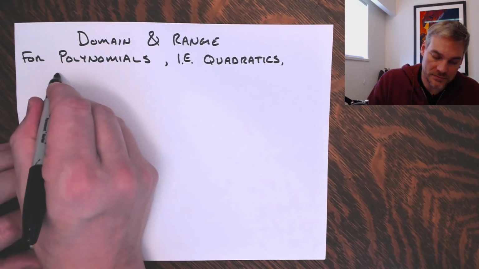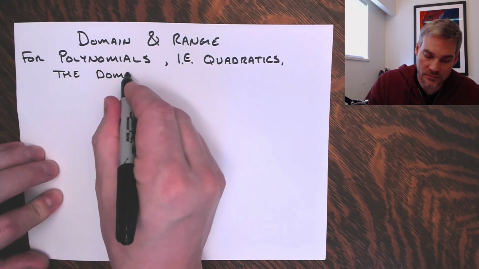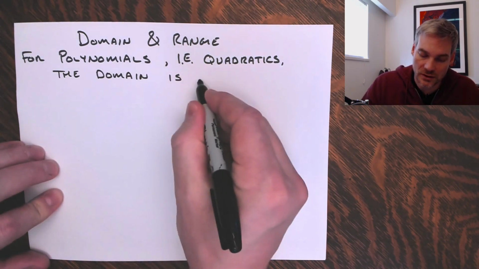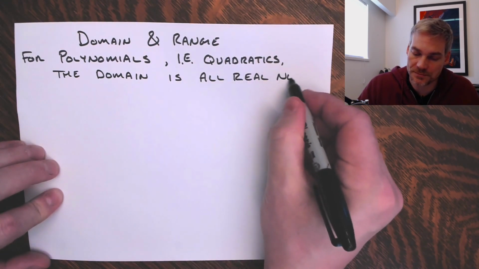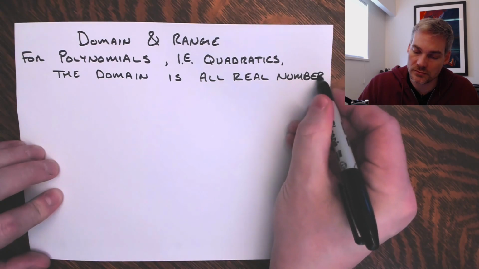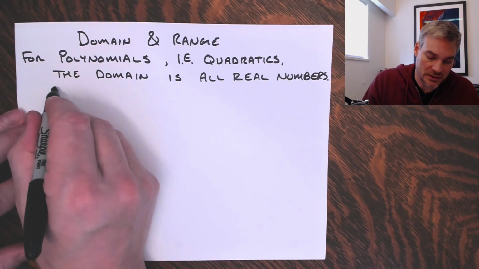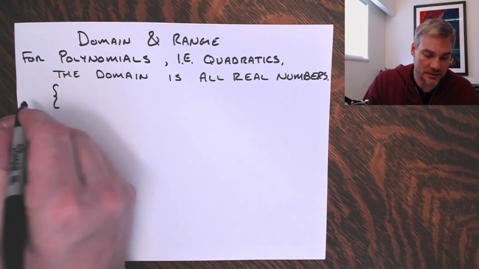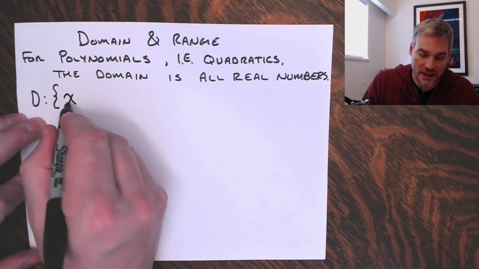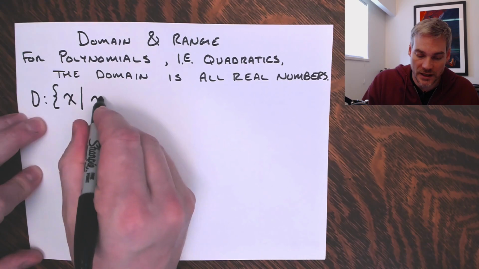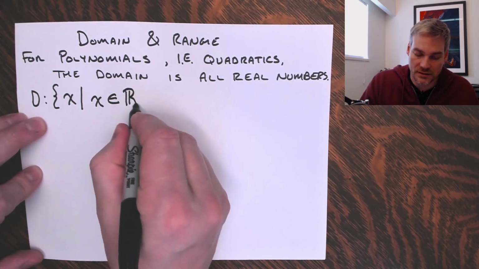Their domain is all real numbers. So how would we write that? In this case, we want to say there's a set. Let's put a D here for the domain. And this set is all x such that x is an element of a real number.